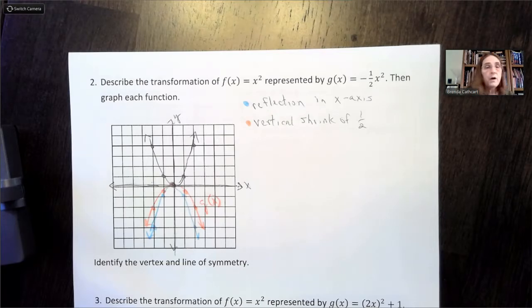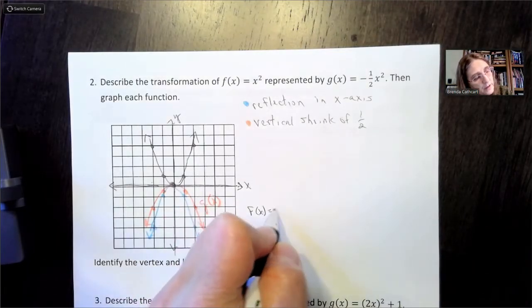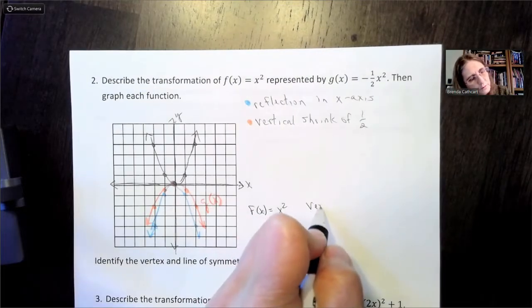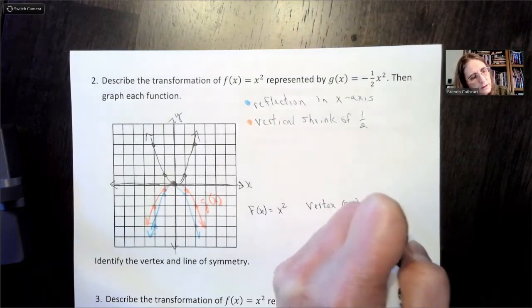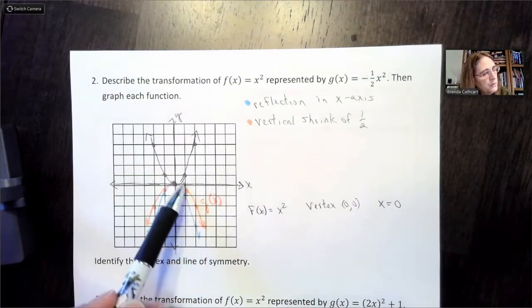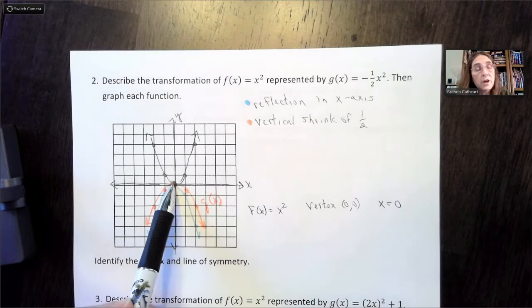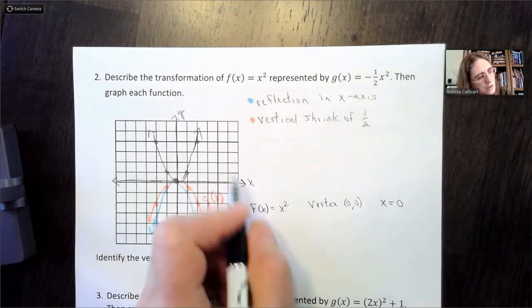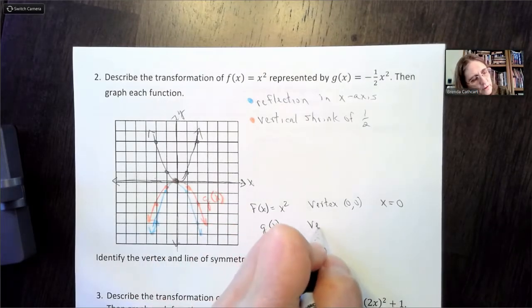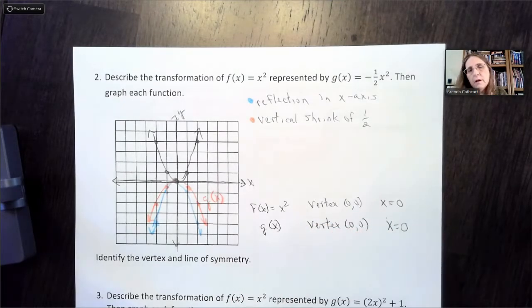Okay, now identify the vertex and the line of symmetry. In our original graph, we had already identified the vertex and line of symmetry. The vertex was 0, 0. The line of symmetry was x equals 0. Notice when I flipped this graph over and shrunk it, the vertex remained unchanged. It didn't move left or right, so our line of symmetry is also unchanged. So for g of x, our vertex remains 0, 0, and our line of symmetry remains x equals 0.